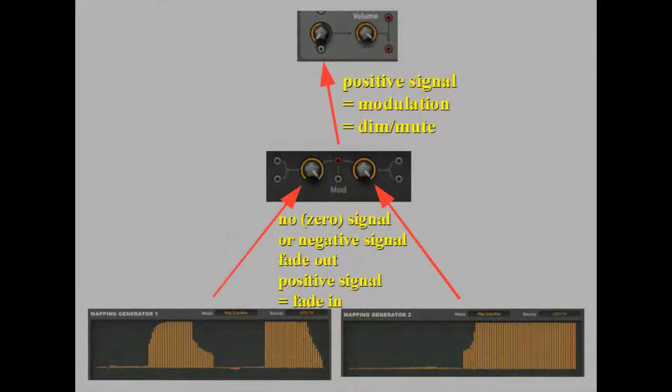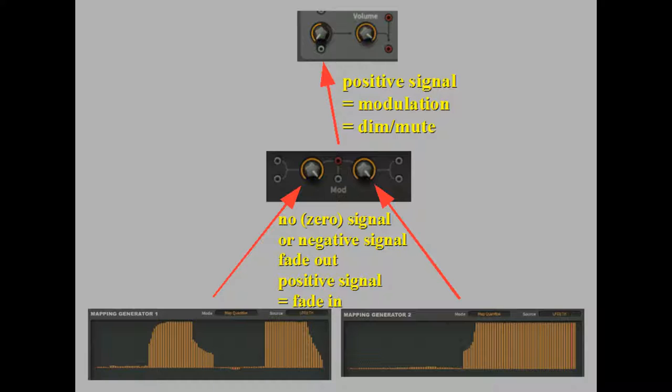Let's forget about the rectifier for a moment and look at the graph. We see that every positive signal from any of the mapping generators dims or mutes the output of oscillator 1. Only when both mapping generators send negative signals or signals with a level of about 0, the resulting modulation of the volume is 0 and therefore the volume is at maximum.